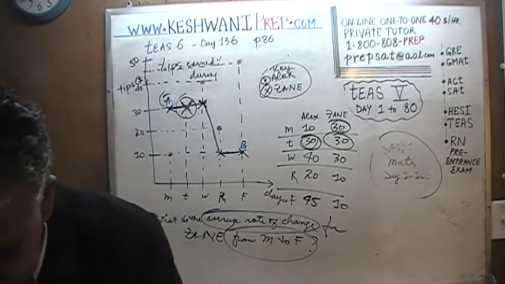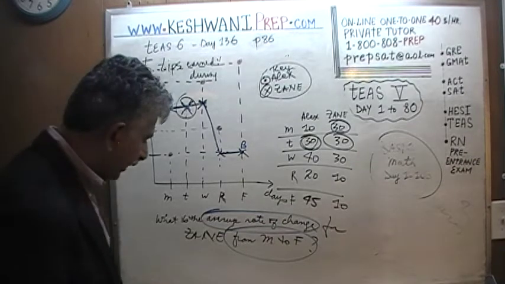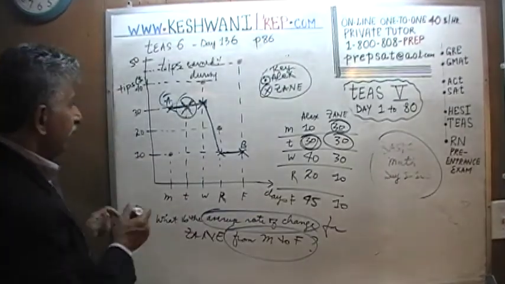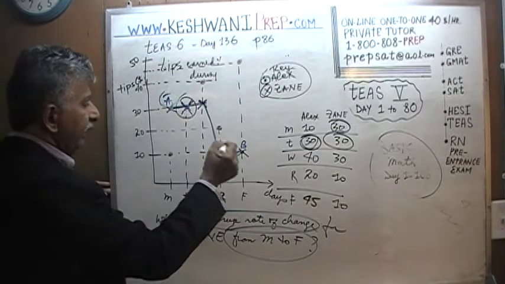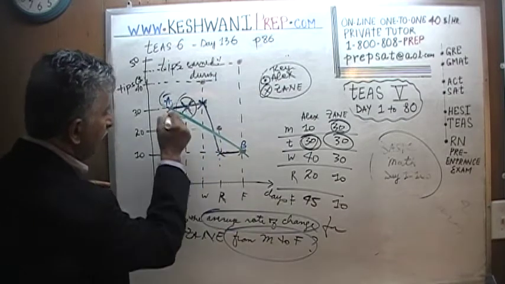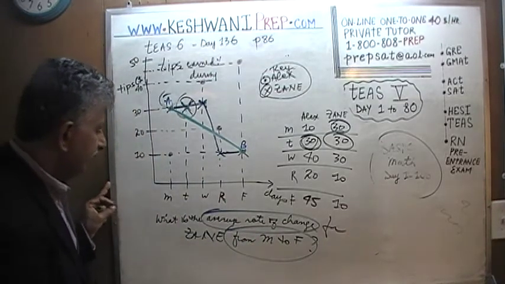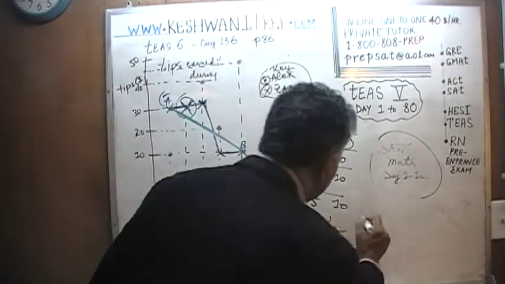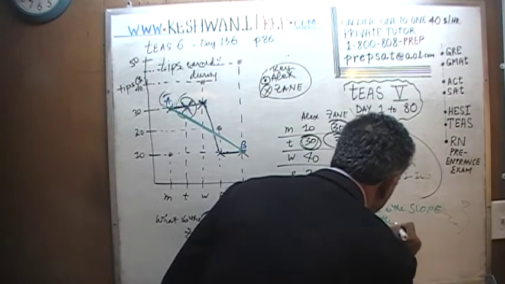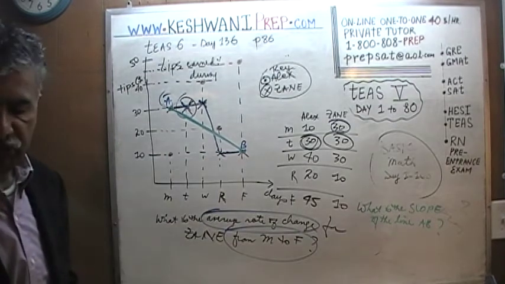Average rate of change is the same as saying, what is the slope of the line? What is the slope of the line that you will get if you were to draw a line from point A to point B? Watch very carefully. If we were to draw a line that connects point A to point B, this green line here, what is the rate of change from Monday through Friday, which is the same as saying, what is the slope of the line AB? That's the question here.